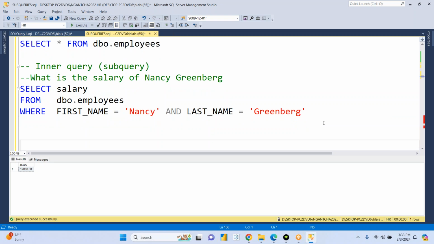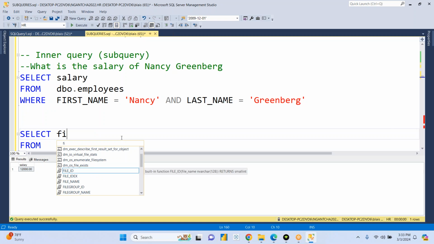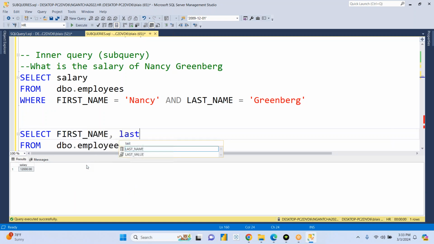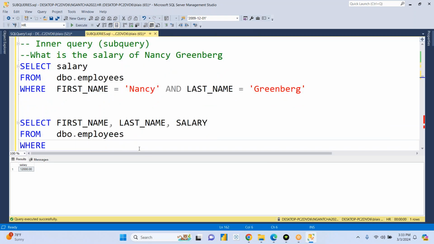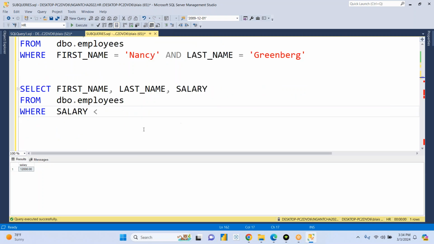Now if you combine, let's just go direct. This is the solution. You may be asked to give the first name for the outer query. Give me the first name, last name, the actual salary of all those employees where their salary is what? The salary is less than that of Nancy Greenberg. That's the question, right? List of employees with salary less than that of Nancy Greenberg.